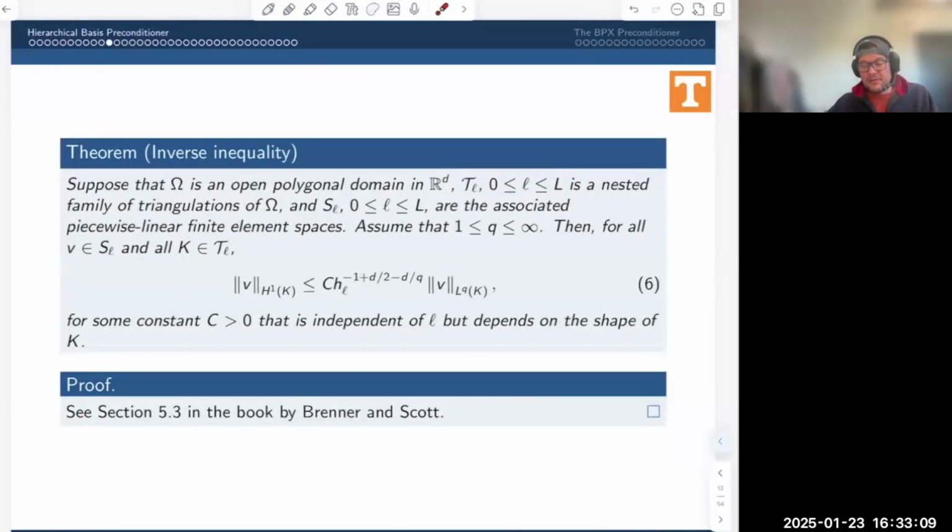We're also going to make use of inverse inequalities. We've talked about inverse inequalities last time. We've talked about inverse inequalities in chapter 6. This one is a fairly general inverse inequality.